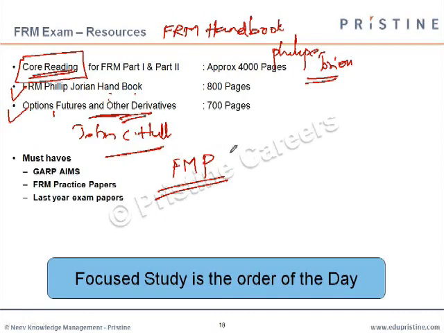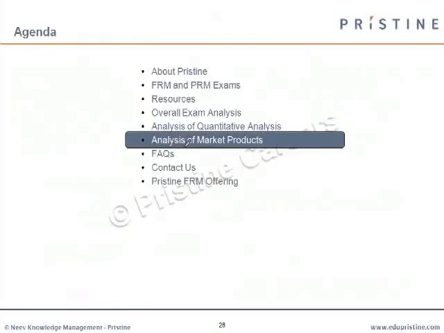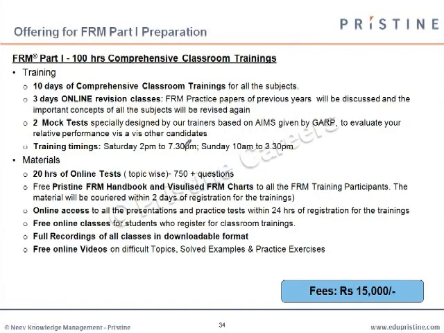Kushal has a question: for FRM Part 1, how many online classes will be there? So for that, we have an answer too. So here is what you should look for, Kushal. Okay, so basically you have 10 days of classroom training. Remember, each training is of 5 hours duration, which means you have a total of 50 hours of training. Okay, and apart from that, you have mock tests, and you also have 20 hours of online tests available. And Pristine obviously gives you material, which is the FRM Handbook and Visualize FRM Charts. Okay, and before you ask, the fee is also mentioned here.